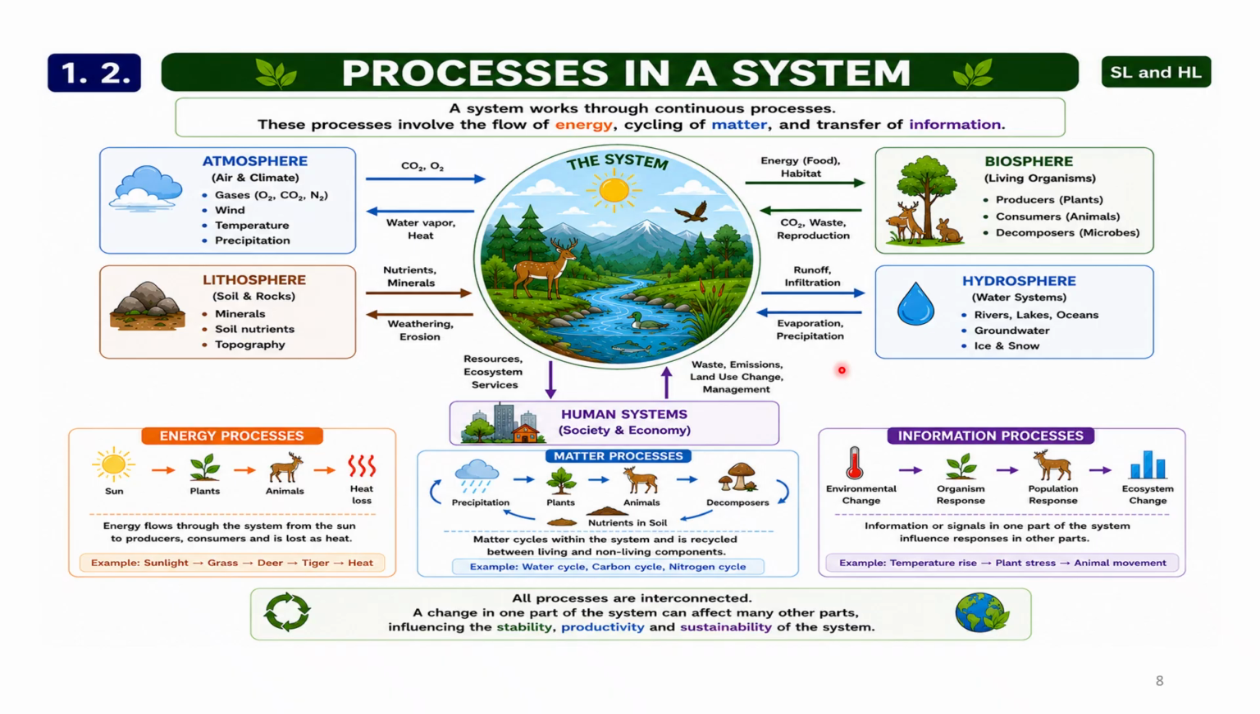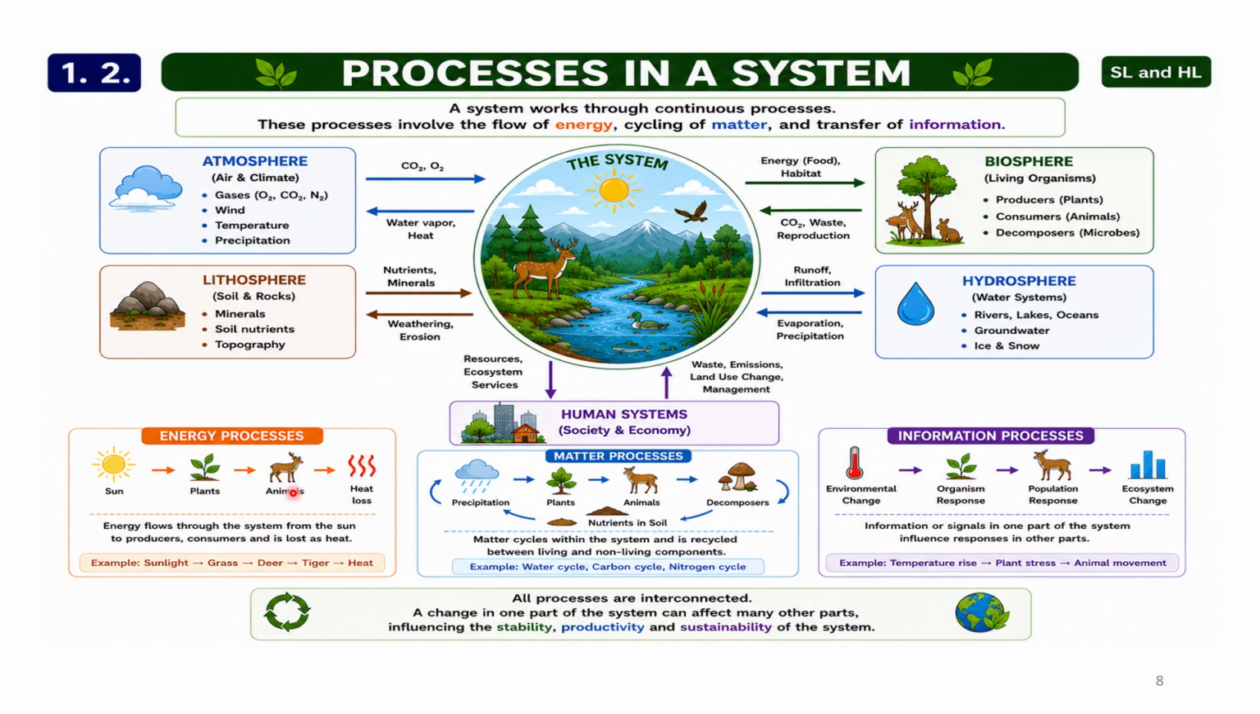The lithosphere supplies minerals and nutrients through weathering and erosion. The hydrosphere contributes water through precipitation, runoff, infiltration, and evaporation. The biosphere transfers energy through food chains and recycles matter through decomposition. Human systems both depend on ecosystem services and influence the environment through resource use, land use change, emissions, and waste generation. Three important categories of processes are highlighted.